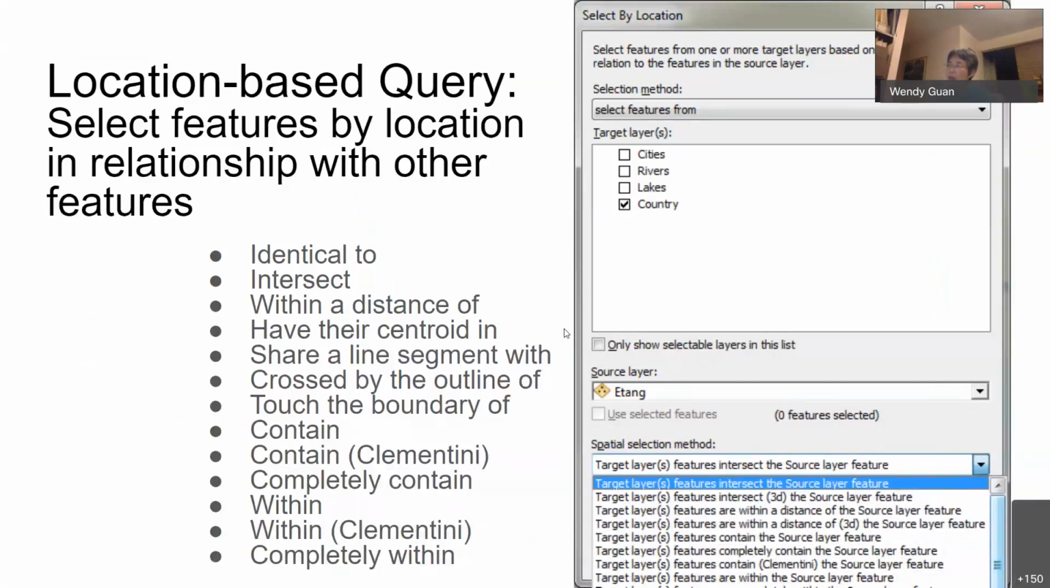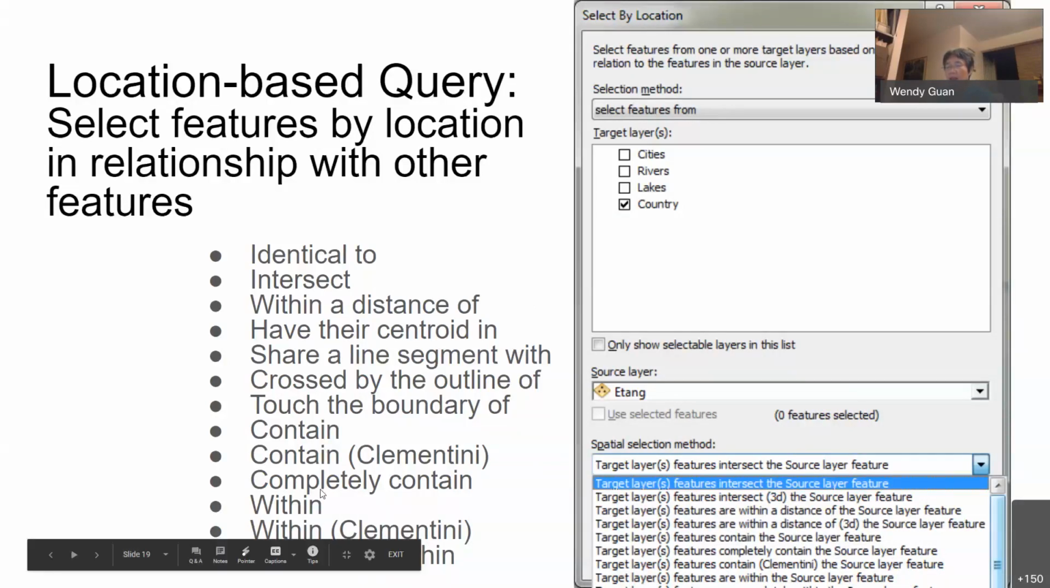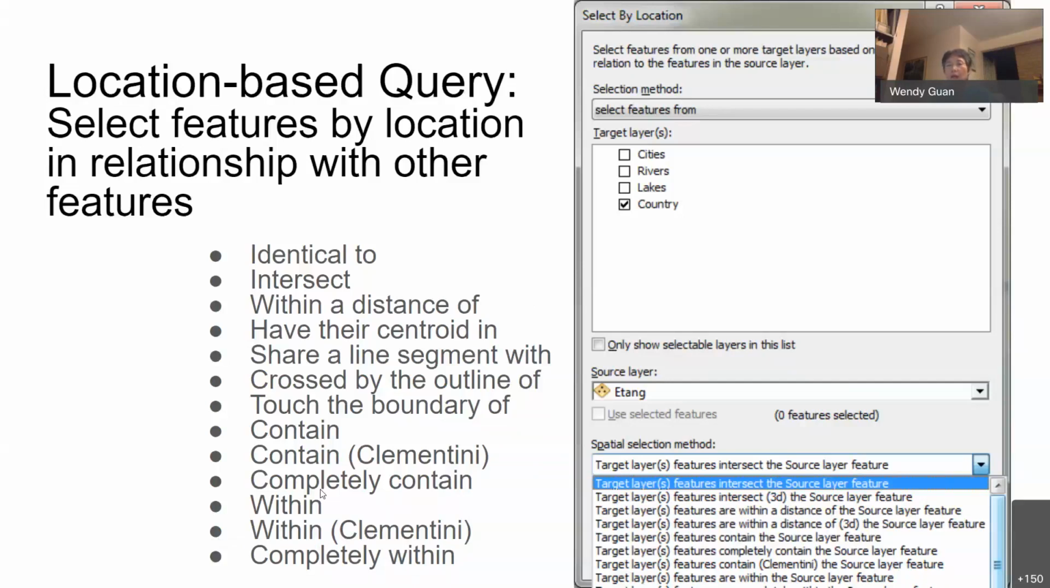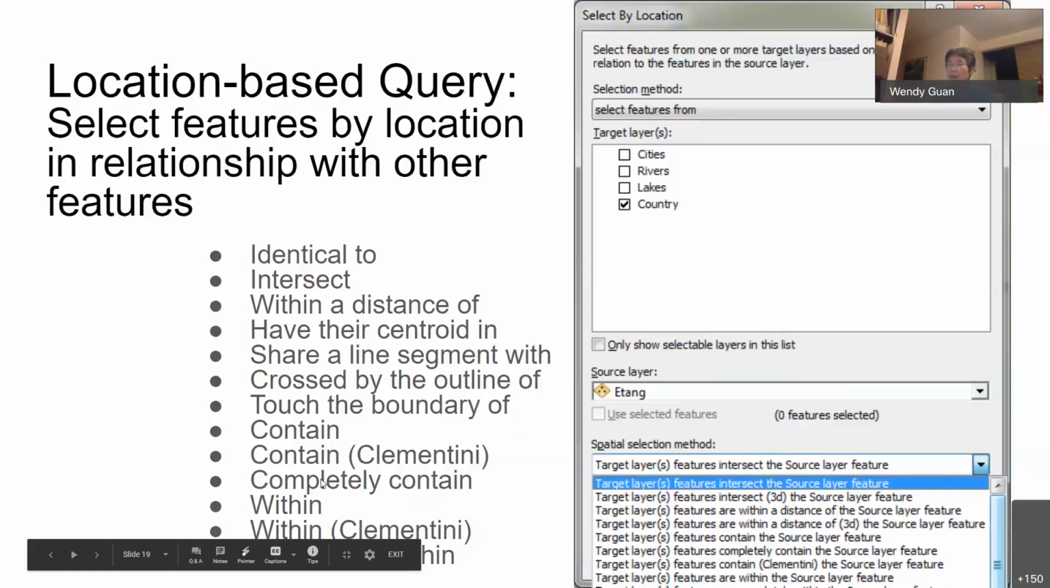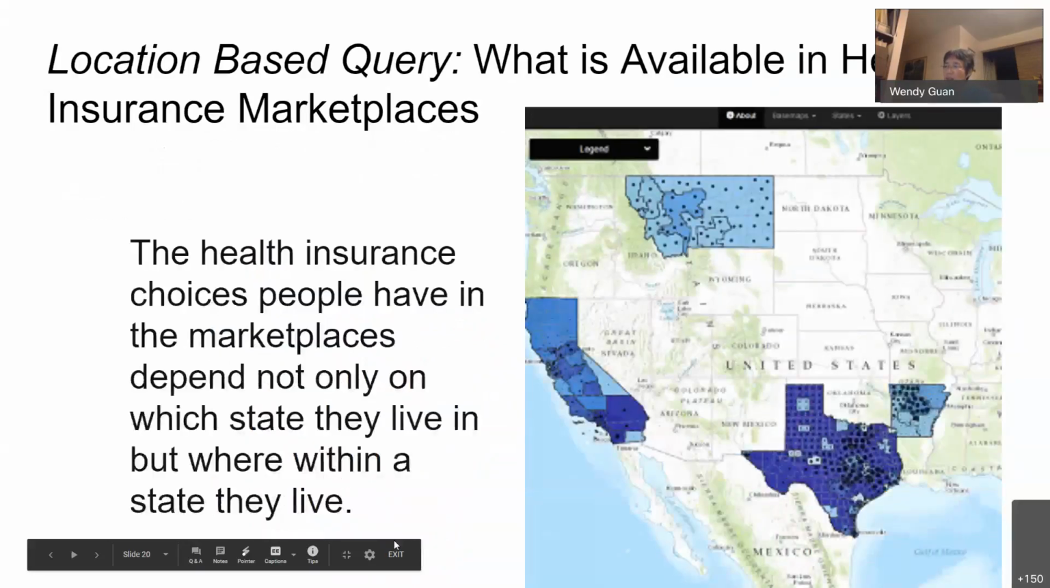Now, location-based queries may be a little trickier. It is to select spatial features based on where they are and what their relationship in location is from the current set of your starting point. So you could select things that are adjacent or overlapping or within a certain distance and so on. You can define many different relationships here. And here is one example.